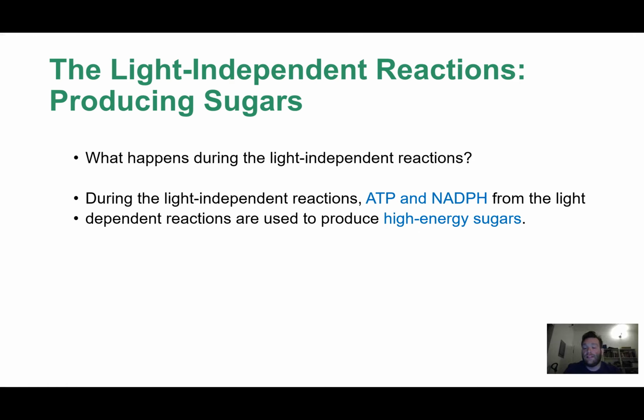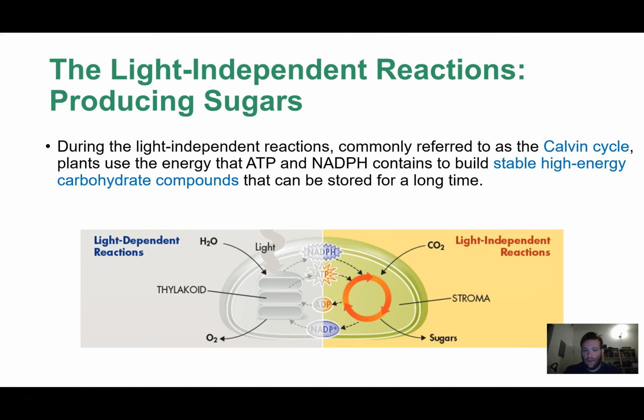So what's happening during these light-independent reactions? Well, during these reactions, we're going to be taking ATP and NADPH from the light-dependent reactions to produce high-energy sugars. So during the light-independent reactions, we call this the Calvin cycle. Again, it's named after the individual, sort of like the Krebs cycle.